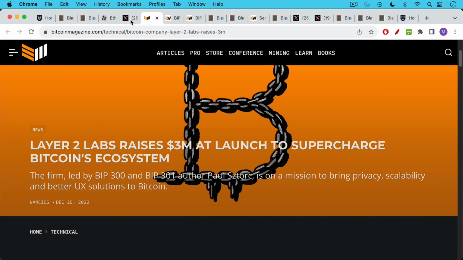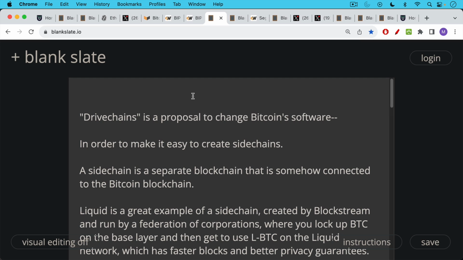I forgot to mention that Paul Sztorc is the CEO and founder of Layer 2 Labs, which raised $3 million to quote unquote supercharge Bitcoin's ecosystem. This is, of course, always another red flag when you have a company coming in with VC money trying to change Bitcoin, but we're going to talk about that in a moment.